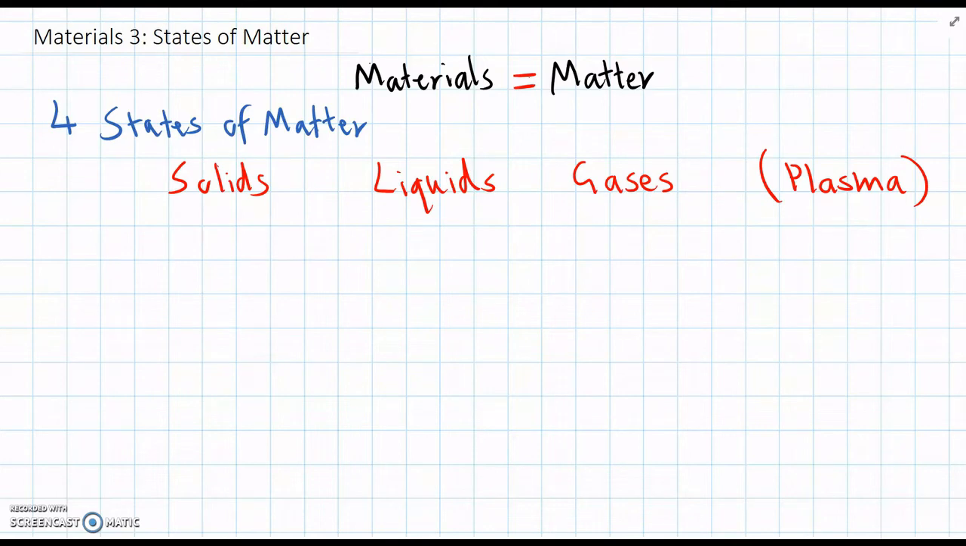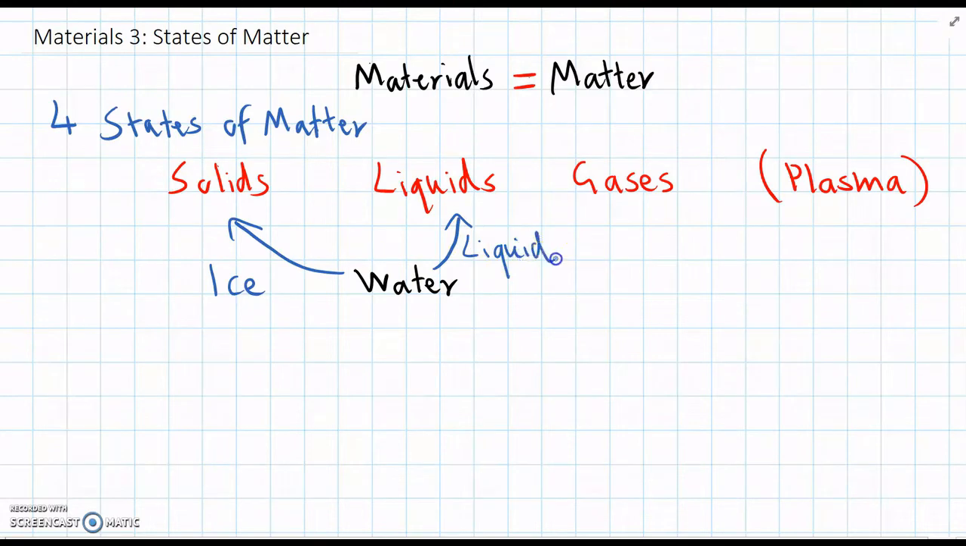So for every material, such as water, it can exist in any of the different states of matter. And we're probably familiar with water when it's solid. It's known as ice. And when water is a liquid, we just call it water, or liquid water. And when water is a gas, it is water vapor.